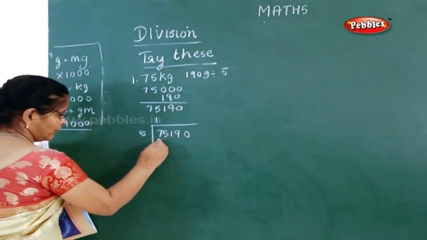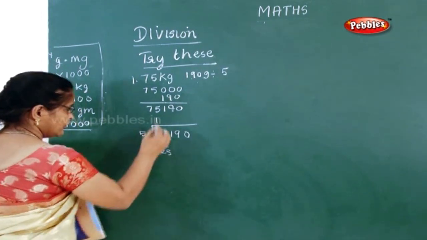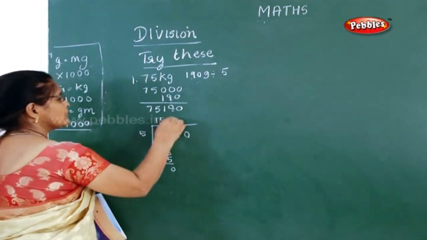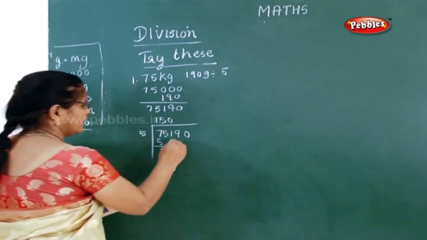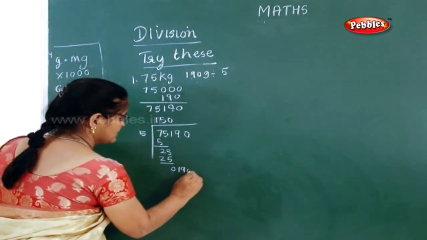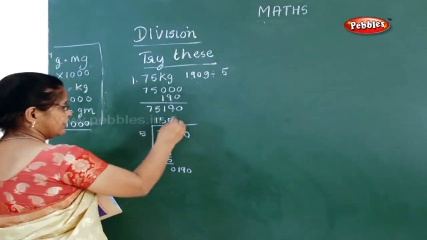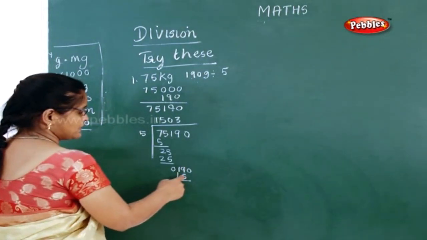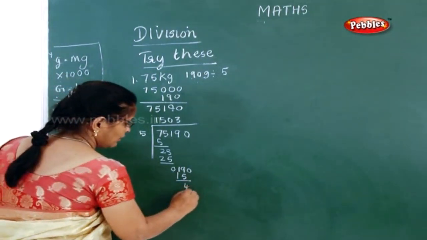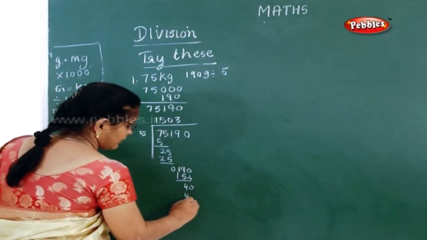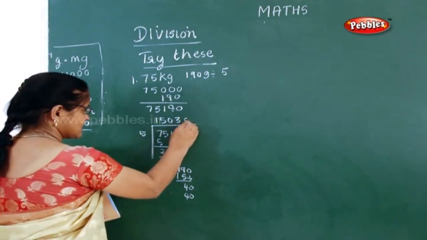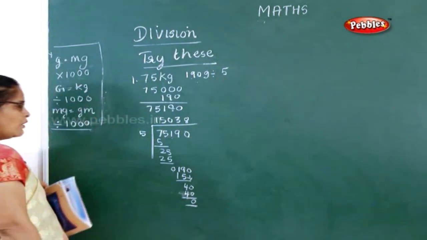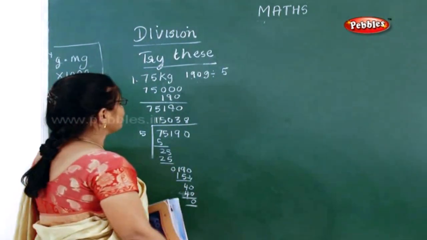Now 5 ones are 5, 2, 5. Now immediately after 5, you are putting your 0. So this 0 should be carried forward here. Then what is this? 190. What is 19? 5 3s are 15. Am I right? 5 3s are 15. So what is 9 minus 5? It is 4. So this 0 you are taking it. So how many times? 5 8s are 40. So now what you have to do? How are you going to do it?